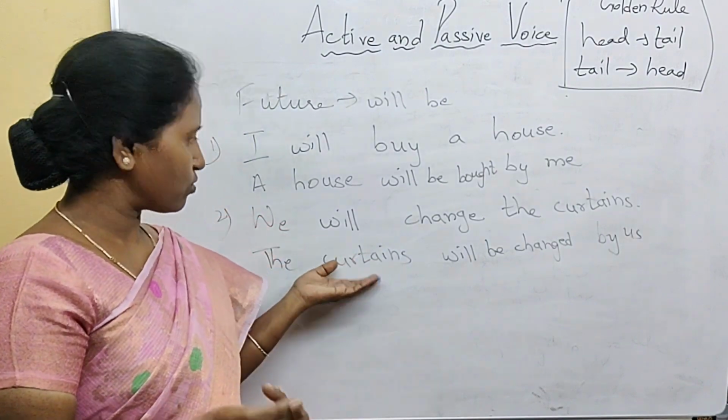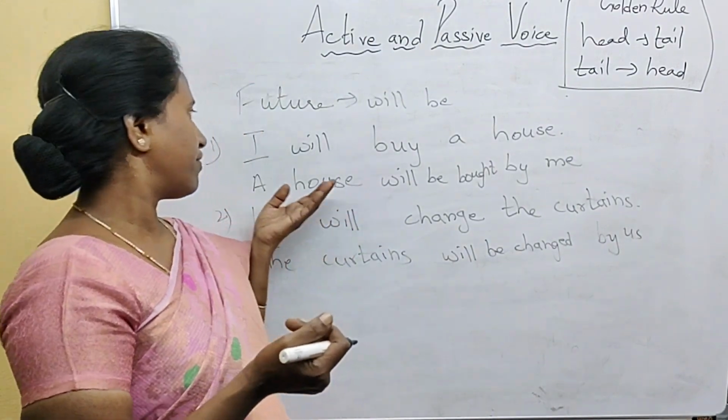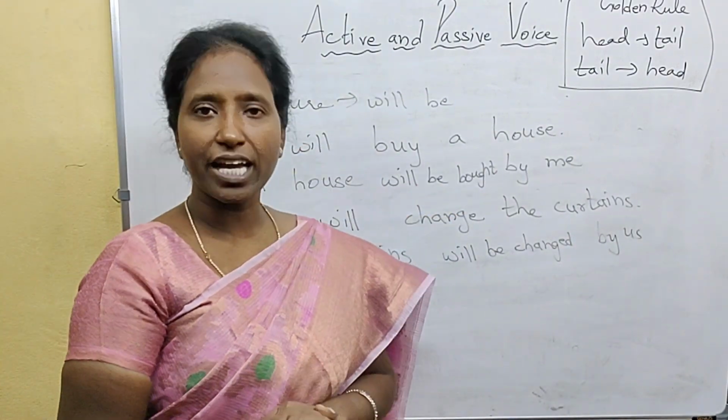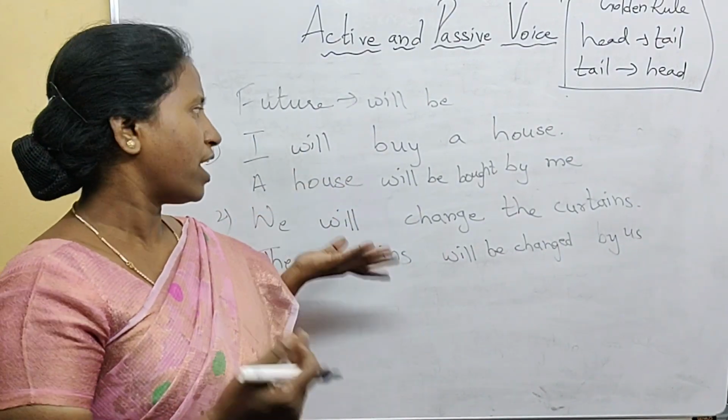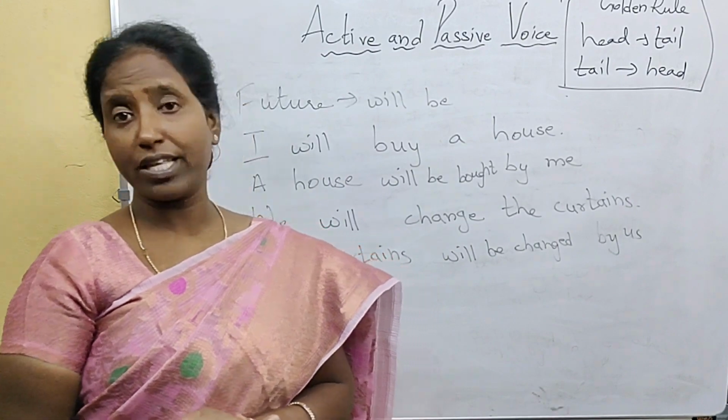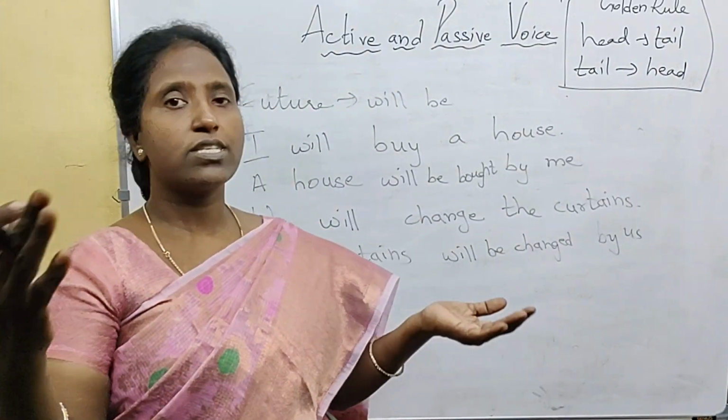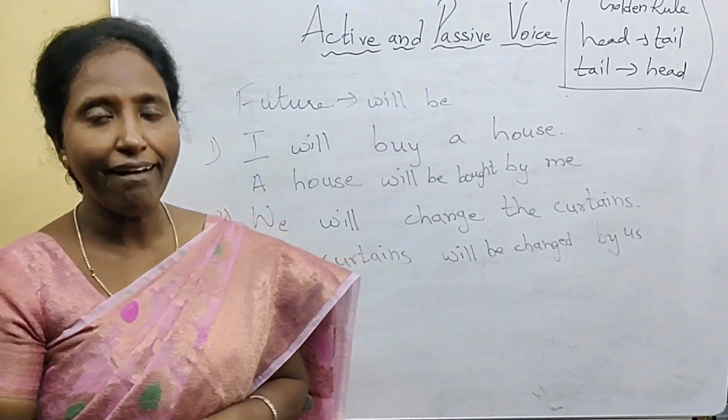Okay, so the future also the same way. If it is I will be buying a house, that will change to future tense only. A house will be bought by me only. There is no future continuous tense you can't show in the passive voice.